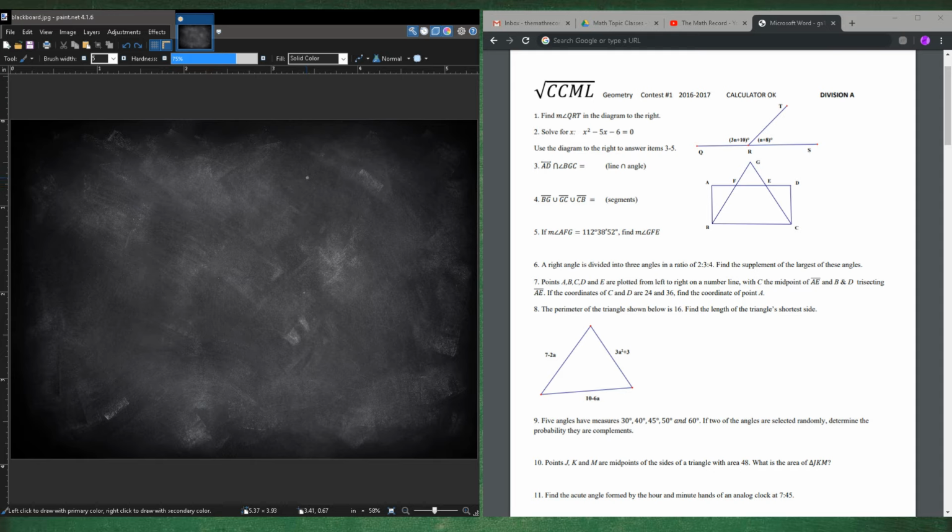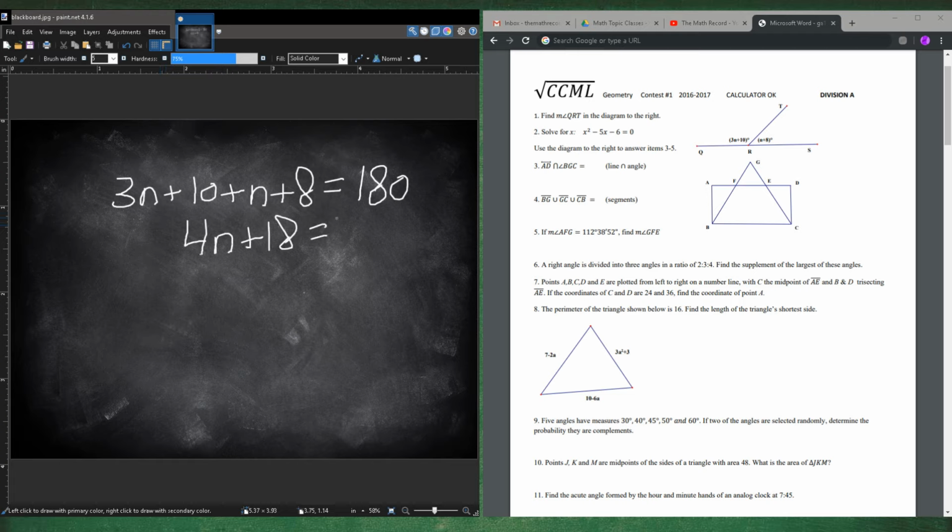Since line QRS is a line, then it has to be 180 degrees. So this would tell me that 3n plus 10 plus n plus 8 has to be equal to 180 degrees. So this simplifies to 4n plus 18 equals 180. So 4n has to equal 162. So n is equal to 40.5.